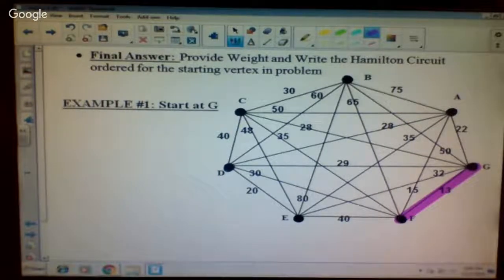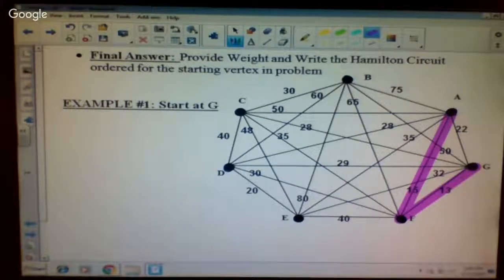I think it's easier to do it this way so you can visually see everything. Okay? Once you pick your smallest number, what is my next smallest number? 15. As long as you don't have 3 lines coming out of any of these vertices and you're not closing a circuit, we can use 15. So 15 is good.